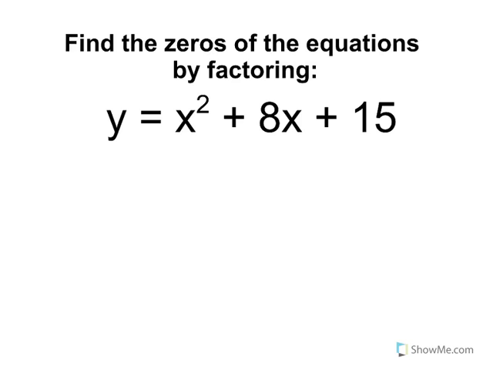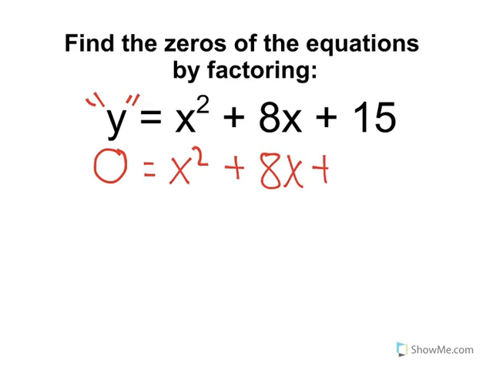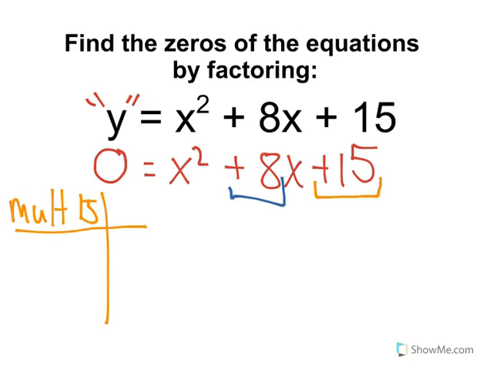Okay, so let's look at another example now. Now, if you remember before, if you have y equals or f of x equals, we can replace that with 0. Okay, so we've got standard form, and it's equal to 0. So now I can try and factor. So now I kind of have to dig back a little bit and remember what we did when we were factoring. So we looked for two numbers that would multiply to 15, but then those same two numbers would have to add to the middle number, so in that case 8.